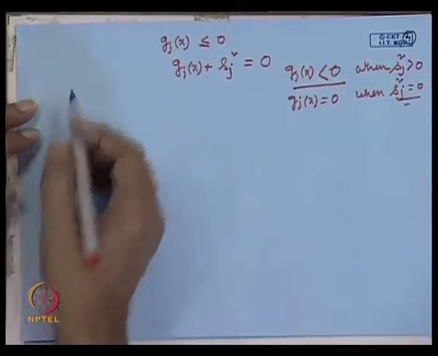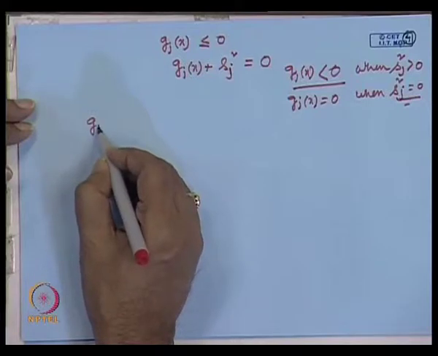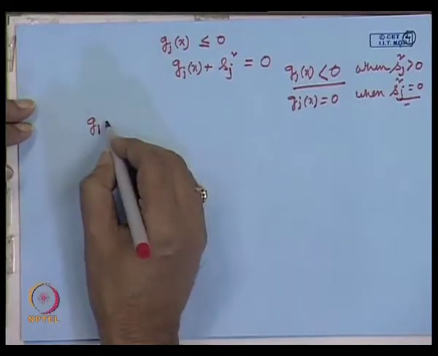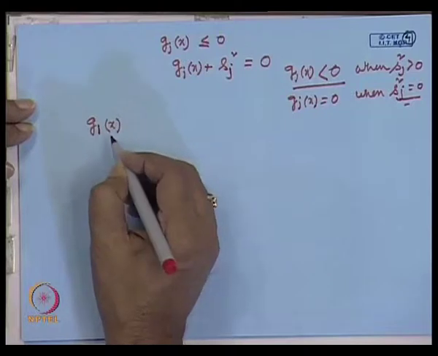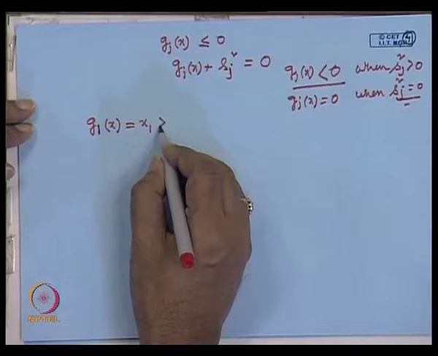Okay. So, let us suppose you have some inequality constraint like this. Let us call g 1, the constraint I am showing in this way, it is equal to x 1, and x 1 is greater than or equal to 0.